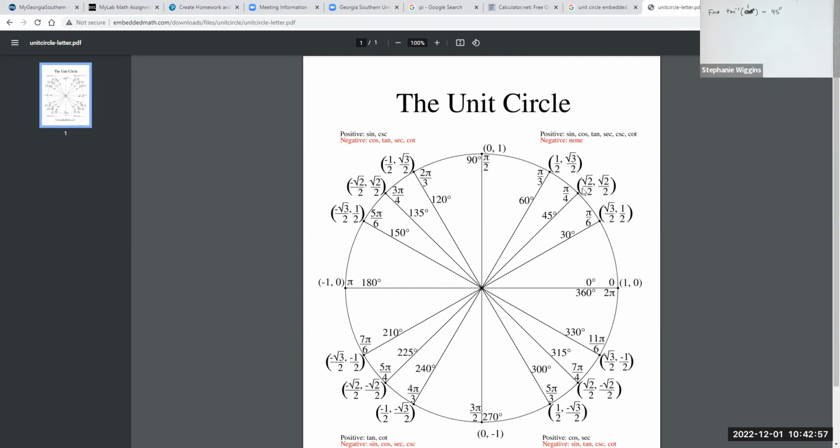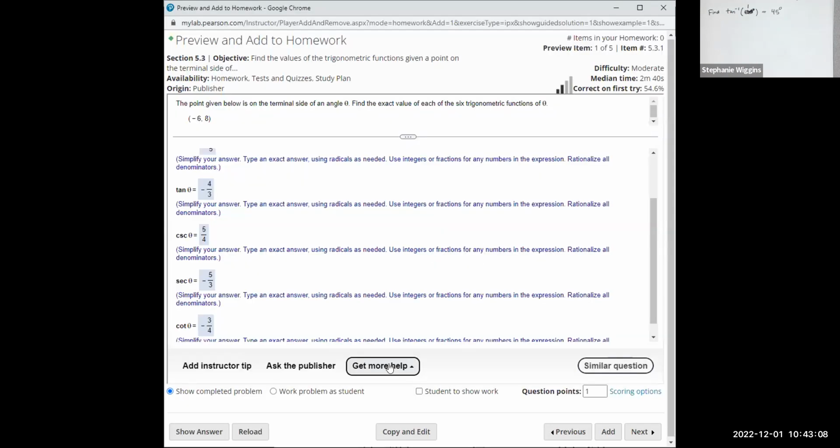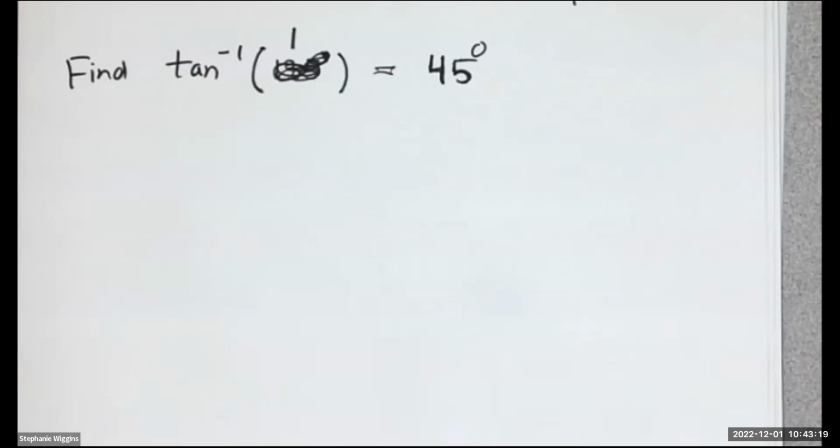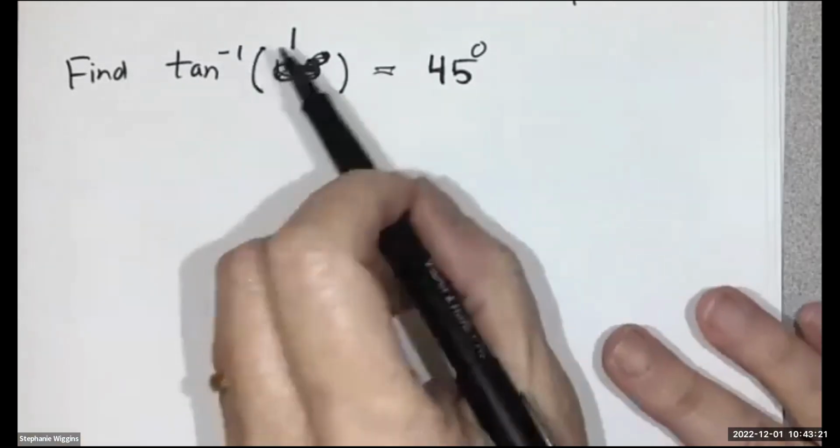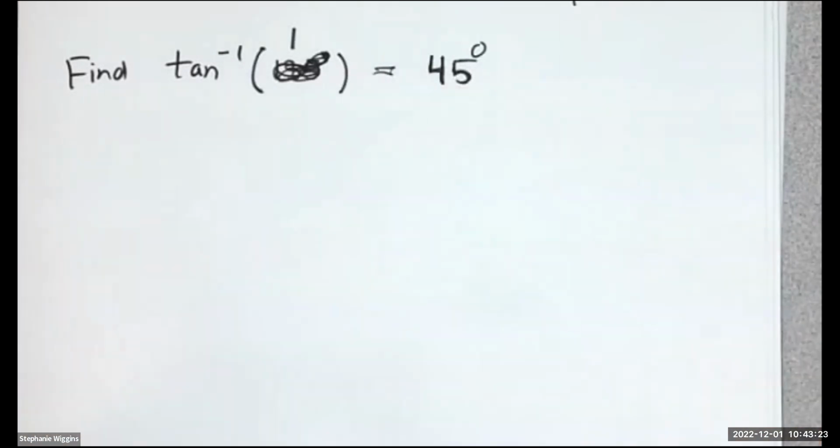So tangent inverse is 45 degrees. And you can use your calculator to do this. You don't have to use the unit circle. Sometimes it'll say use the unit circle, but you don't necessarily have to, as long as you're in the right quadrant. The ones where you have to be careful is when you're doing the composition of two inverse trig functions and a regular function. Then you've got to be careful.